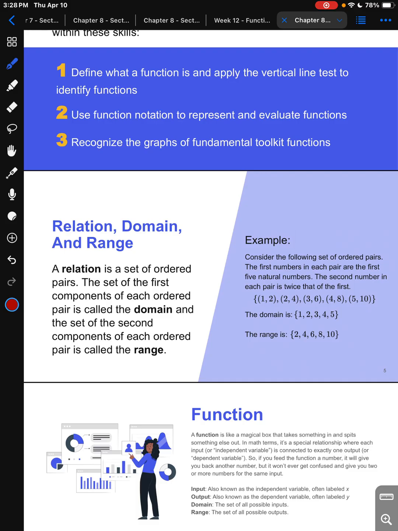So the domain are the x values. The range equals the y values.